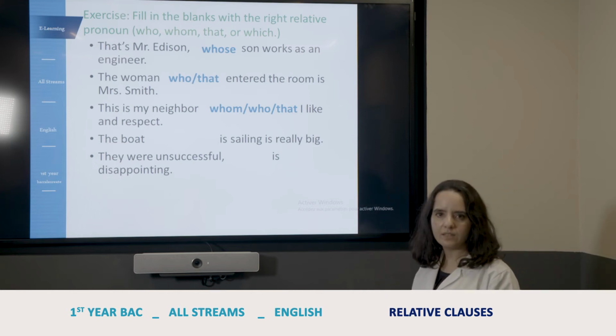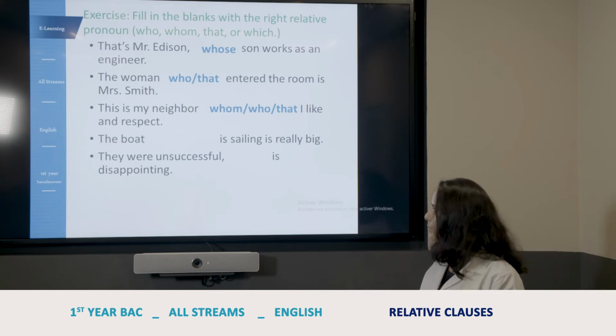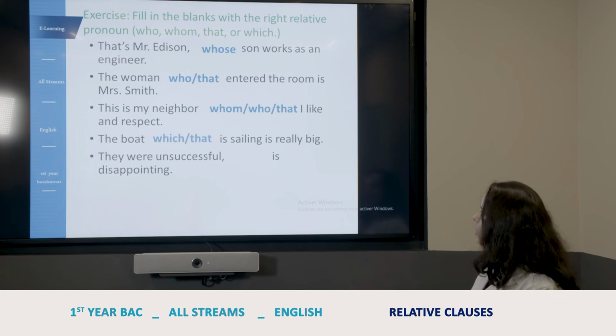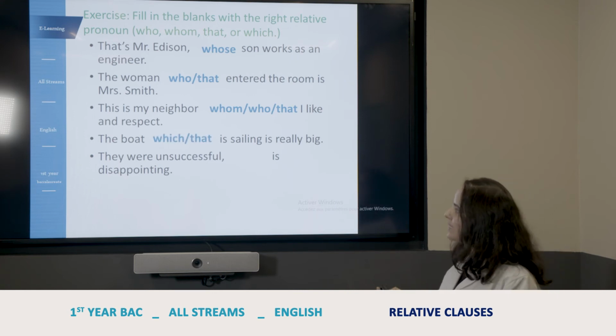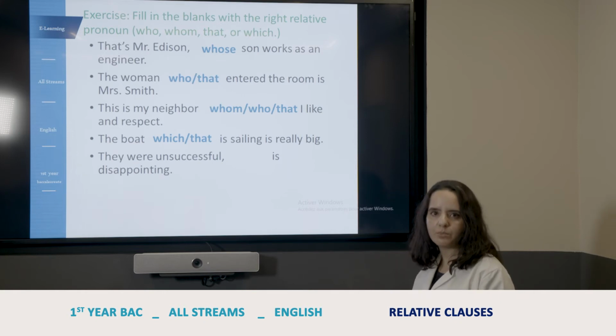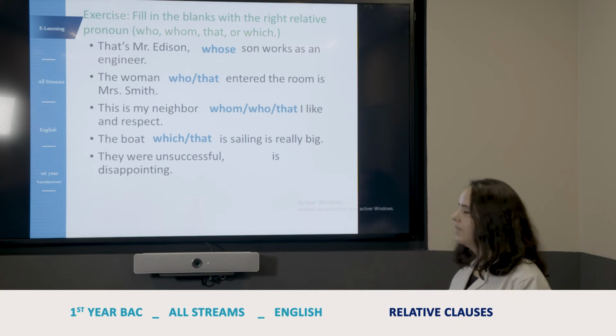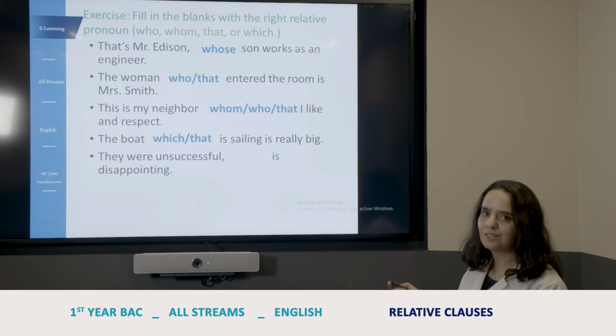And then we have the boat which is sailing is really big. The boat is a thing, so the relative pronoun that we have to use here is which or that. The words unsuccessful, which is disappointing. Here we need a relative pronoun that refers to the whole sentence. And the right answer is which.